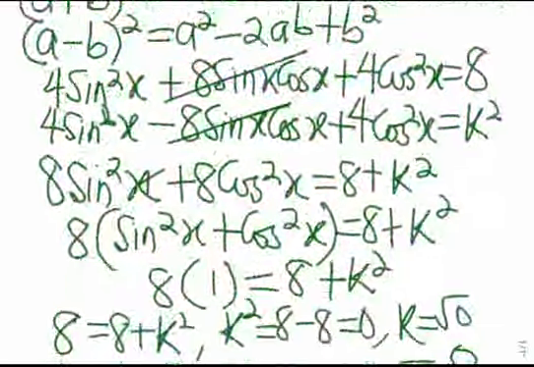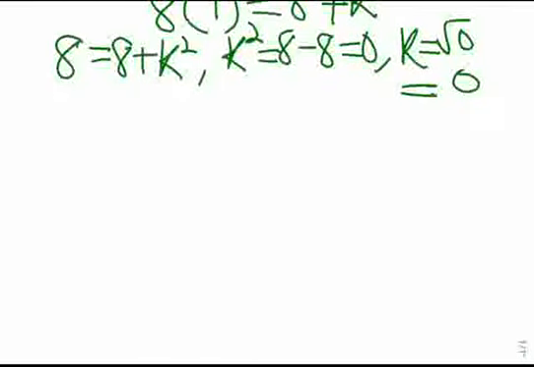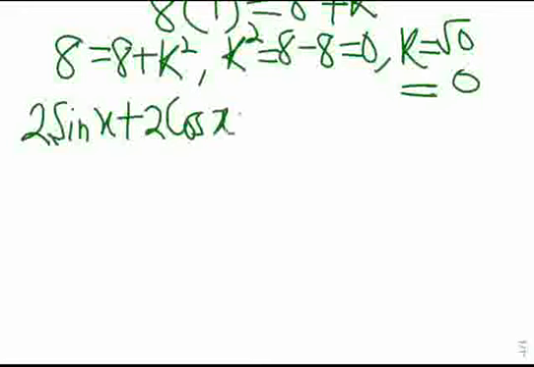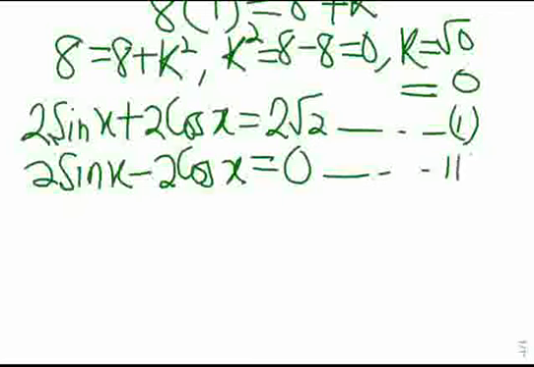Now do not forget that we were asked to also find the exact value for x. In order to find the exact value for x, let's bring down the two equations. 2 sin x plus 2 cos x was our first equation. That was equal to 2 root 2. And then 2 sin x minus 2 cos x was our second equation, and it was equal to 0. This was our equation 1. This is our equation 2.